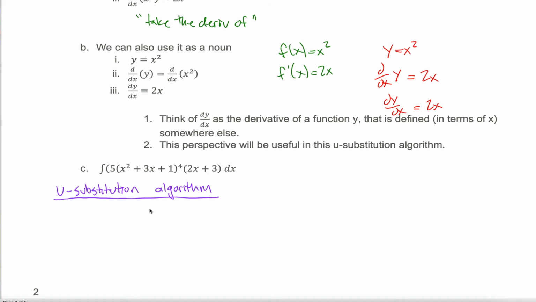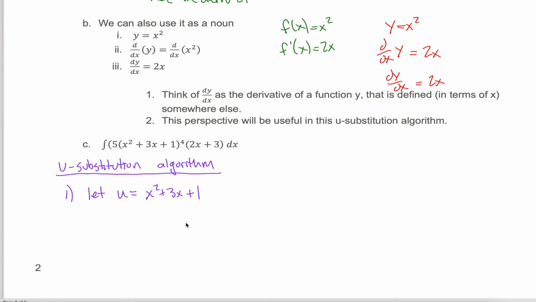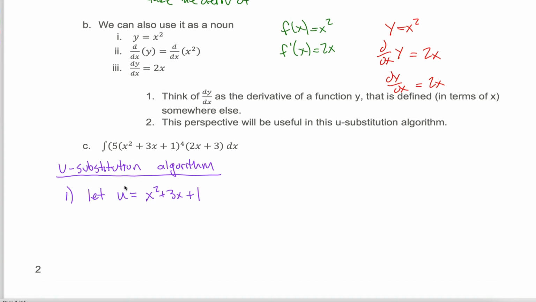The first step in your U substitution algorithm is deciding what you want U to be equal to. In this case, we're going to let U be equal to x squared plus 3x plus 1. I'd argue that the hardest part of U substitution is this first step. It's determining what U should be equal to. It's hard to know that you should be using U substitution to begin with, and even if you know you should be, it's hard to know what U should be equal to. We'll get a lot of practice figuring that out. So for now, maybe just trust me that in this problem we want U to be equal to x squared plus 3x plus 1.